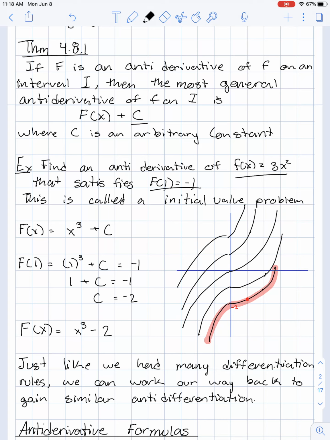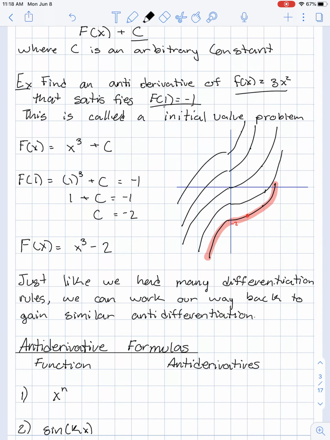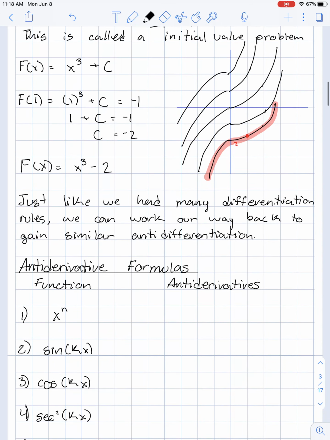All right. So I mentioned this earlier, but just like we had all those differentiation rules, we can also work our way back to gain similar anti-differentiation rules. So a lot of these rules will look similar, but a little funky at the same time compared to their corresponding derivative rule.